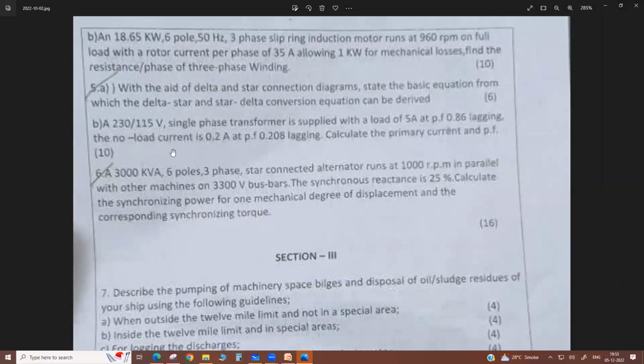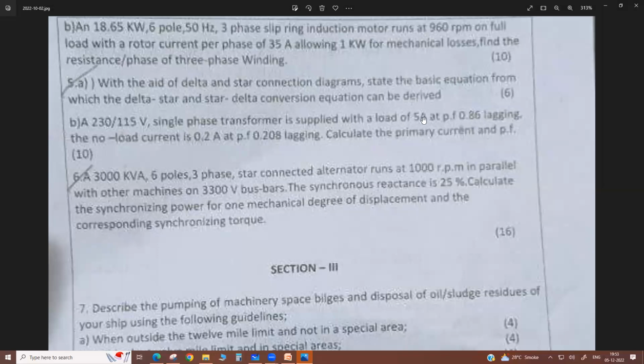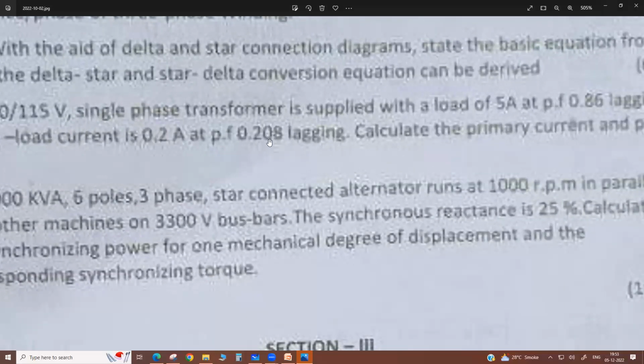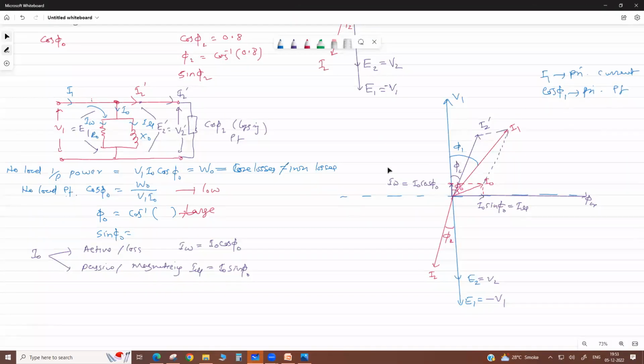This is one question. A 230 by 115 volt single phase transformer supplies a load of 5 ampere, this is the secondary current I2, at cos phi 2. And the no load current is I naught. At no load the power factor cos phi naught is 0.2 only. So as I told, at no load the power factor is very low. Calculate the primary current and primary power factor. This question we solve by this method only, with I1, I2, V1. So tomorrow we will discuss these questions.